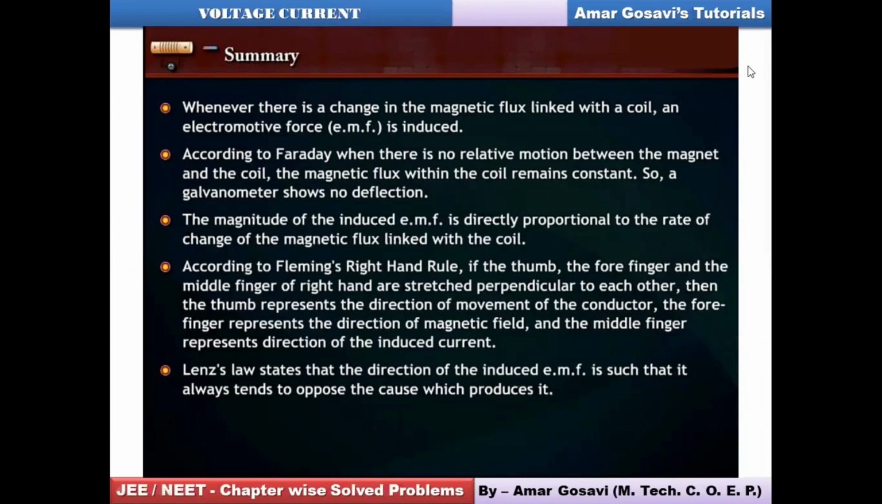So, basically, when we talk about Faraday's law, simultaneously we have to talk about Lenz's law also. The direction of this induced EMF will be in such a way that it will oppose its own cause. Now, a big question is the direction of this induced EMF. It is given by the right hand rule, Fleming's right hand rule.